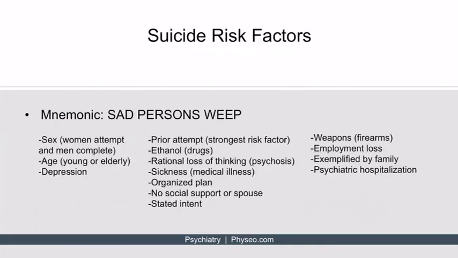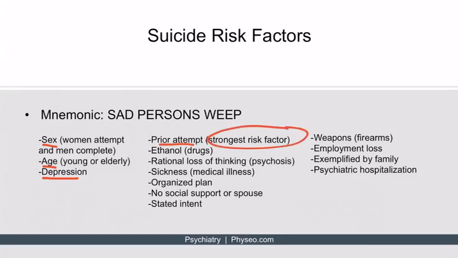For step 1, you need to be familiar with some of the suicide risk factors. This can be remembered with the mnemonic SAD PERSONS WEEP. So the S stands for sex. Women are more likely to attempt suicide, but men are more likely to complete suicide. So being male places the patient at a higher risk of mortality. So S for sex. Next is A for age. Young adults and the elderly are at highest risk. D stands for depression, and a history or current episode of depression put patients at risk of suicide. P in persons stands for previous attempt, which is the strongest single factor predictive of completion.